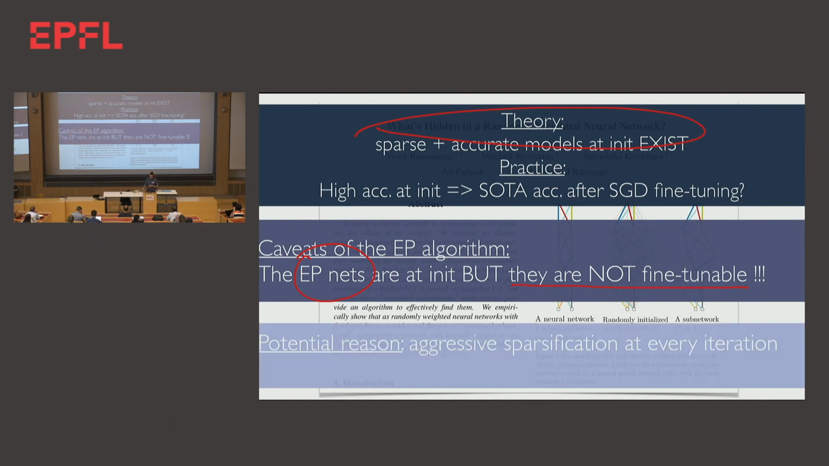I would argue that one of the reasons why this algorithm doesn't work well is that it has very aggressive sparsification at every iteration. They require every layer to have the same sparsity, and they force the sparsity to be that much at every iteration. Although you can get high accuracy at initialization, this doesn't let you fine-tune very well. It's not necessarily the only reason, but I think it may be one of them.